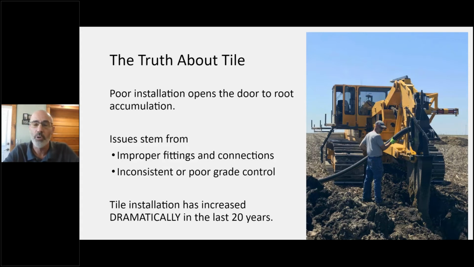So it's a question that I would implore anybody who's going to be doing new drainage or adding cover crops into drainage to ask: find out what kinds of connections you have there. And you can never underestimate the value of consistent grade control. An issue can stem from inconsistent and poor grade control, as well as the previously mentioned improper fittings and connections. There are always extenuating circumstances.